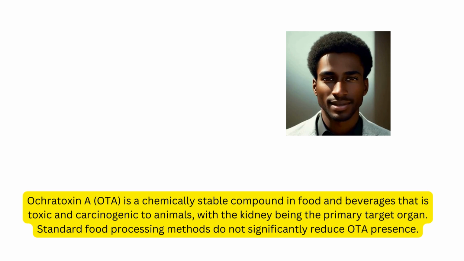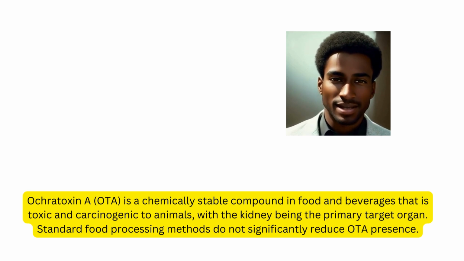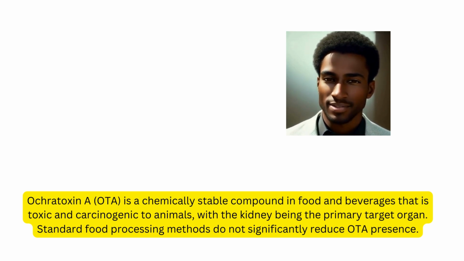The risks associated with ochratoxin A in food and beverages. Unfortunately, standard food processing methods do not significantly reduce the presence of ochratoxin A, OTA, in food and beverages, as it is a chemically stable compound. Studies have revealed that OTA is toxic and carcinogenic to animals, with the kidney being the primary target organ. In various animal species, OTA has been identified as a potent renal carcinogen.